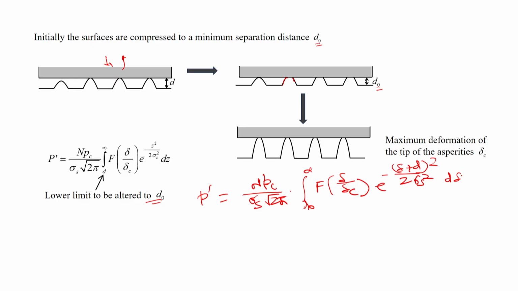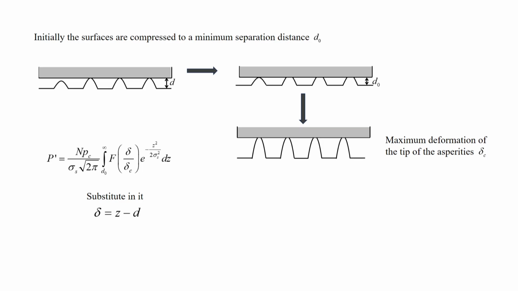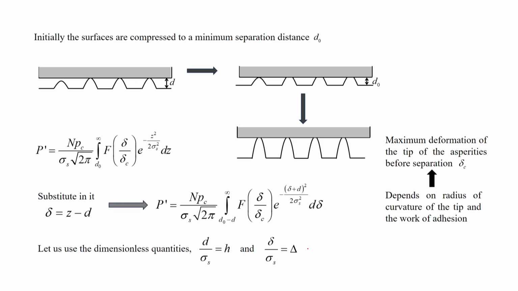Now, z is equal to delta plus d here. When z is equal to d0, that means the lower limit is d0, so delta will be d0 minus d. So the limits are d0 minus d to infinity. That is the way I will come to it. Now again we can non-dimensionalize it, which is fine.